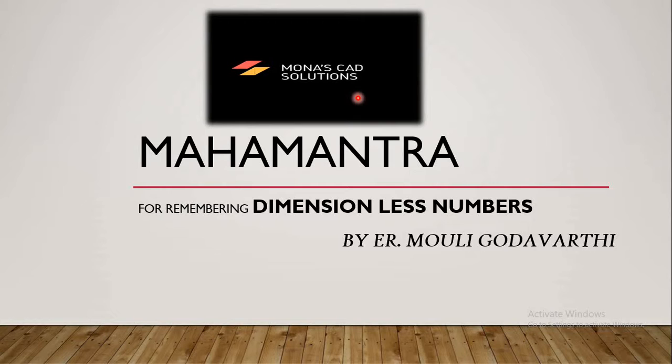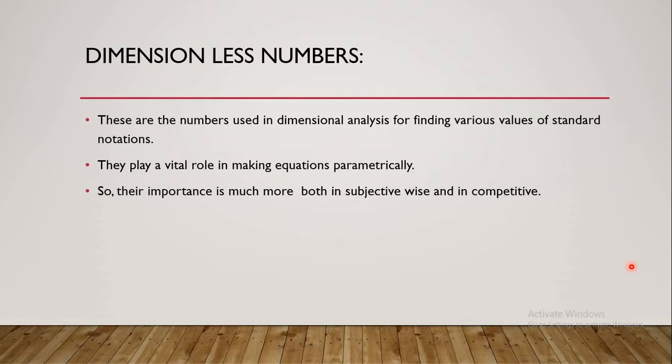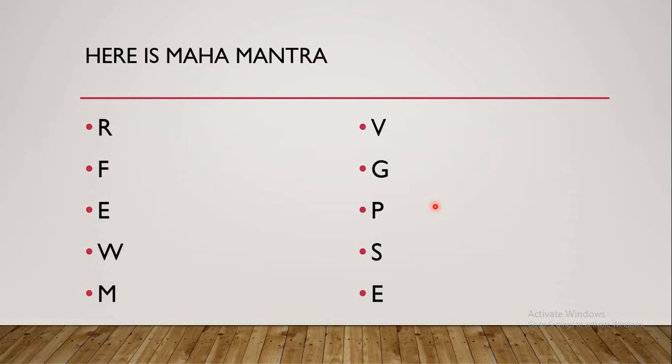Today we are going to learn a topic regarding dimensionless numbers, and it can be remembered easily by remembering a trick, that is Mahamantra. I already explained it in the video and now I am going through it because I told you that I will upload some problems, and these slides have some problems, so please go through them and practice. Dimensionless numbers are the numbers used in dimensional analysis for finding various values of standard notation. They play a vital role in making equations parametrically, and they are used both subjective and competitive wise.